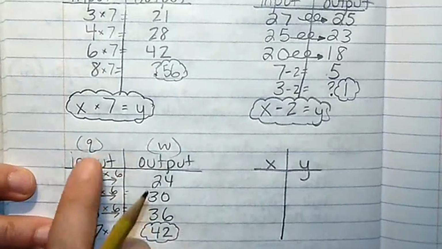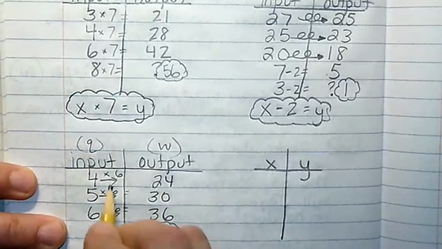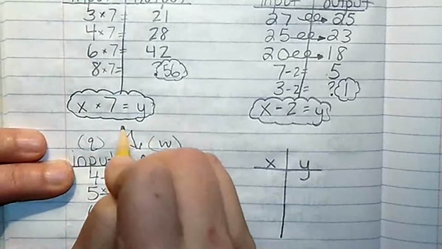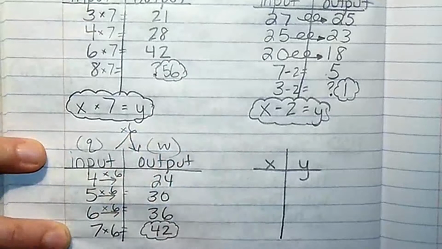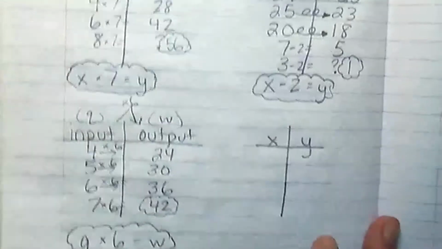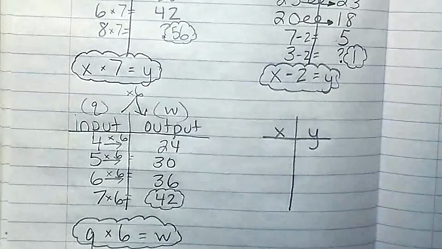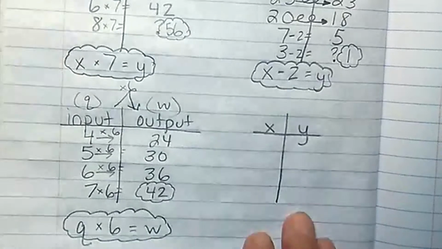And now let's write our rule. All right, whatever number we pick, or letter Q, what did I have to do? Well, each time I had to multiply by 6. Q times 6 equals W. And that is my rule. So it's not harder just because we have letters. The letters just stand for a number. All right, last one.